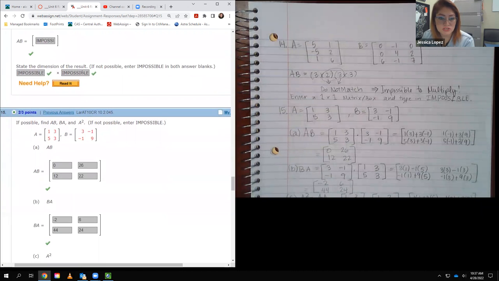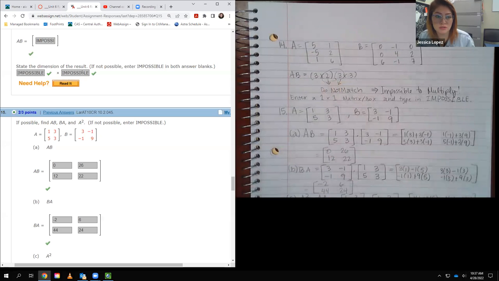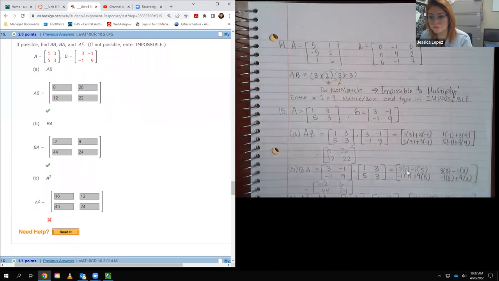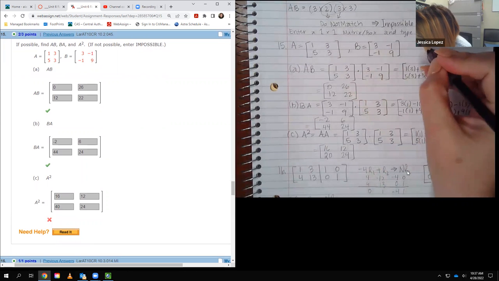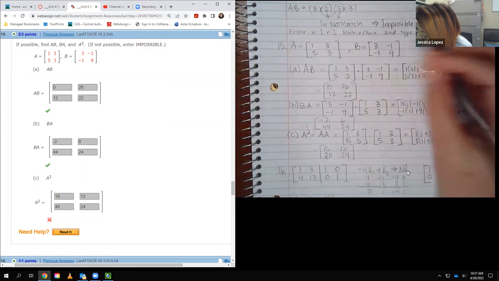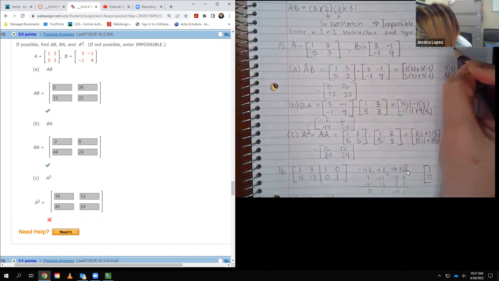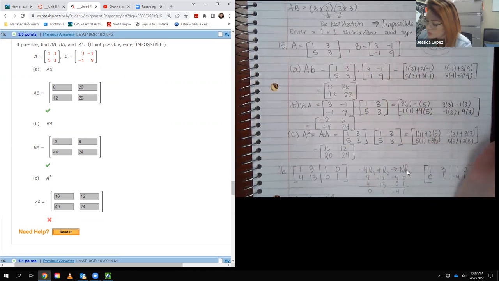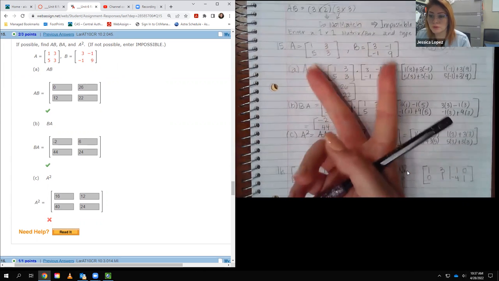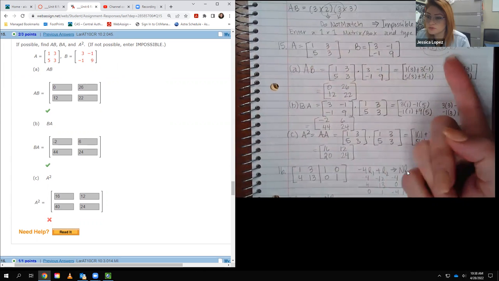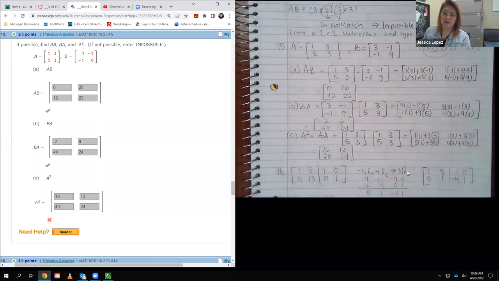And then since it wants the dimensions of the result, you don't know what the dimensions of the result are because these don't match, okay? So it would be impossible by impossible for both of those blanks. For number 15, though, it is possible because both these are two by twos. So if you take the dimensions of A, it's a two by two. If you take the dimensions of B, it's also a two by two. So these match and their result would be a two by two. Even if you swap them the other way around, because the dimensions are exactly the same, it would still give you the same kind of dimension.